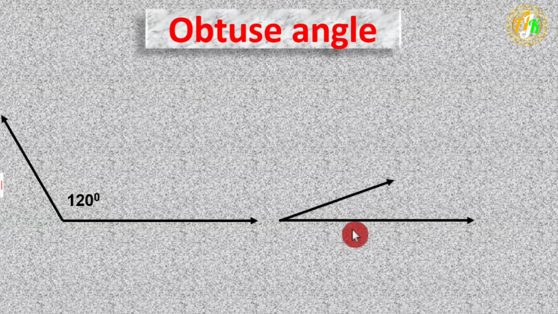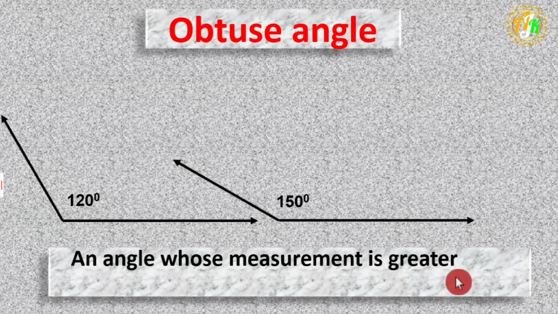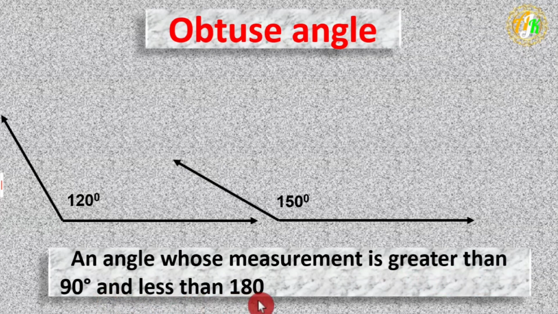Next, obtuse angle. It's 120 degree while this angle is 150 degree. Both angles are obtuse angles. Now definition. An angle whose measurement is greater than 90 degree and less than 180 degree is called an obtuse angle.